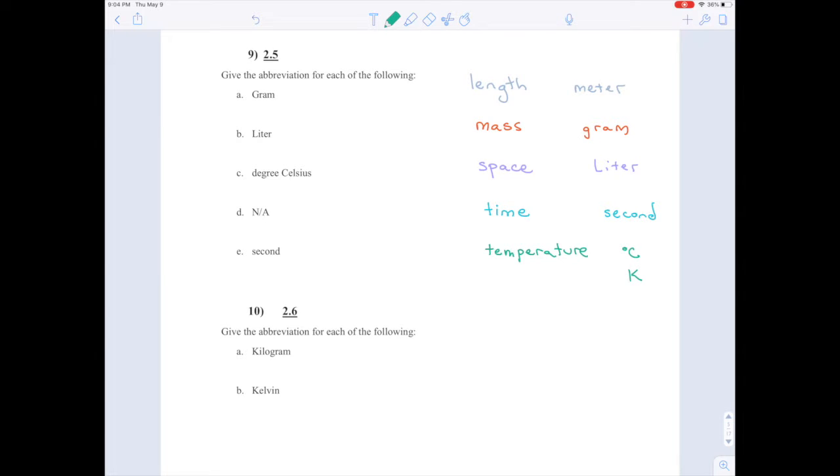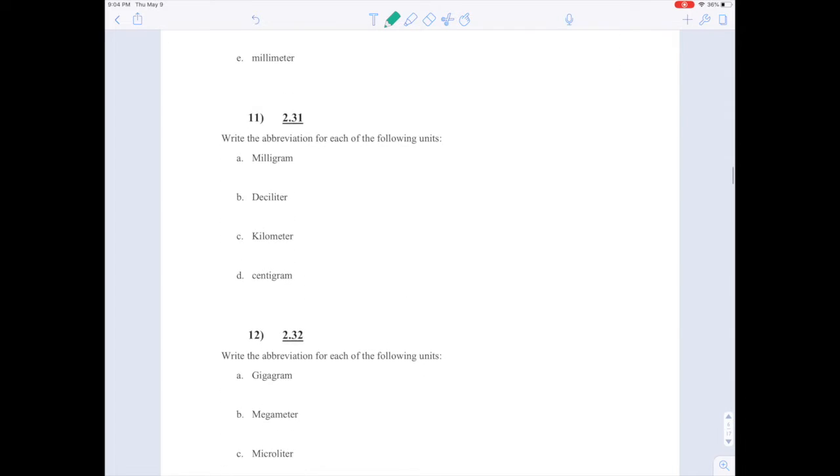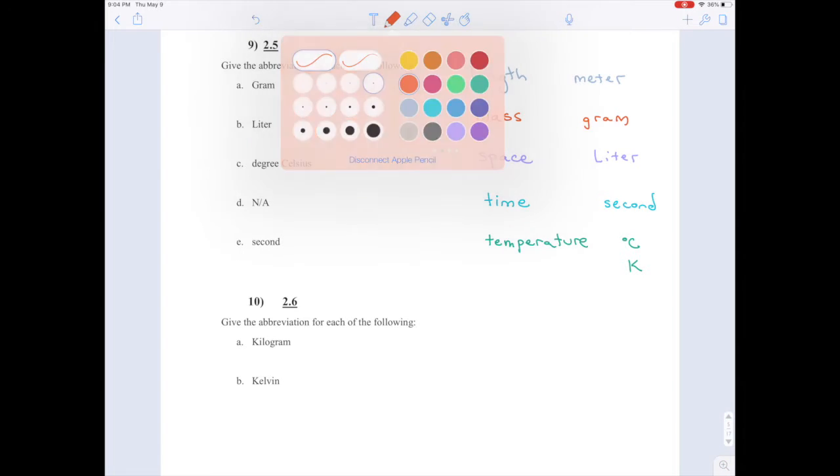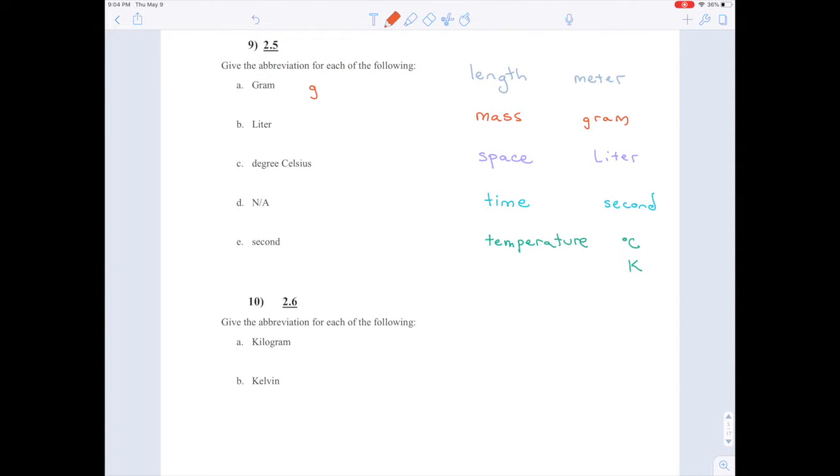Okay, so for 9, 10, 11, 12, they're really just asking you to give the abbreviation for these different types of units. So for 9, for A, they give you a gram. The gram is our mass unit. And gram is a long thing to write out, so the abbreviation for it is just a lowercase g. Liter, we saw that was a unit for space. The abbreviation for liter, if you didn't want to write that all out, would just be an uppercase L.